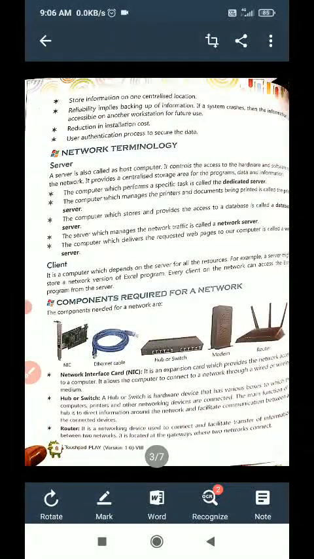Next is store information in one centralized location. एक ही जगह स्टोर होती है. अभी आपके मोबाइल में अगर हमने कोई फाइल भेजी तो वो मोबाइल में ही होगी ना.